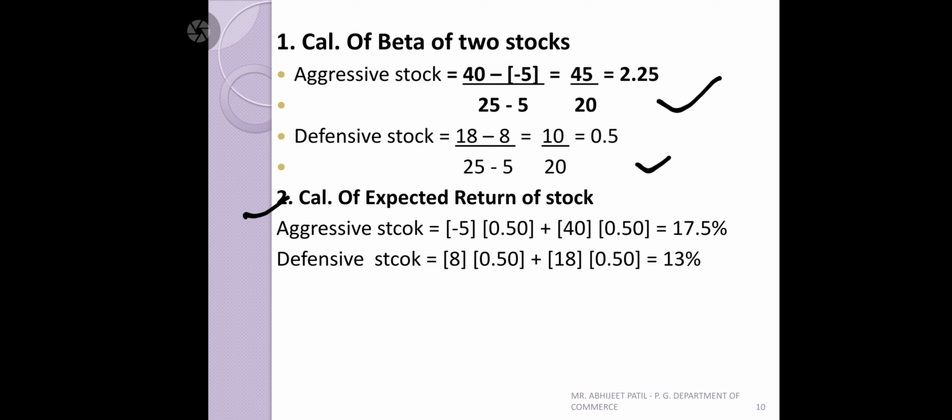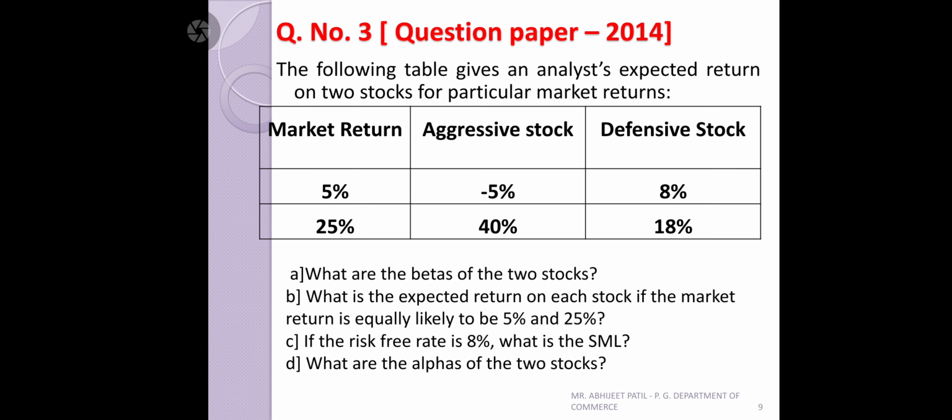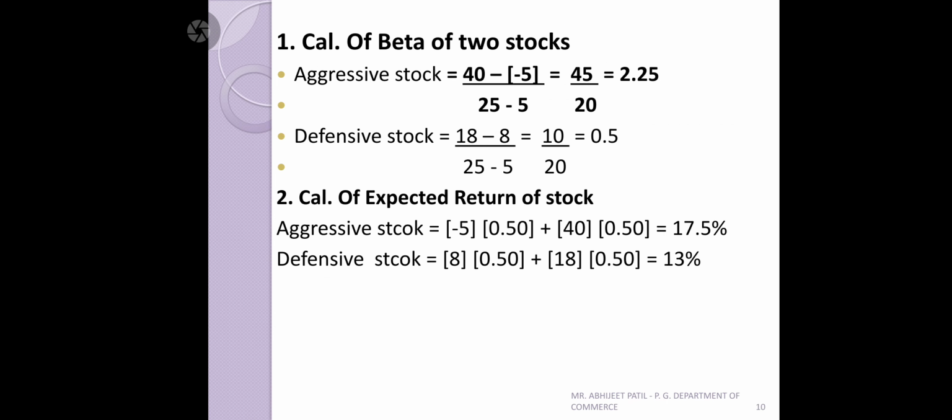The second question they ask is the calculation of the expected return of the stocks. See how to find the expected return individually for the aggressive stock and the defensive stock. The market return is given as 5 and 25, and you should find it with equally likely, which means 0.50. We take that as the proportion. See, 5 is the first-year return of the aggressive stock, plus the second return 40, but the proportion we take is 50-50.